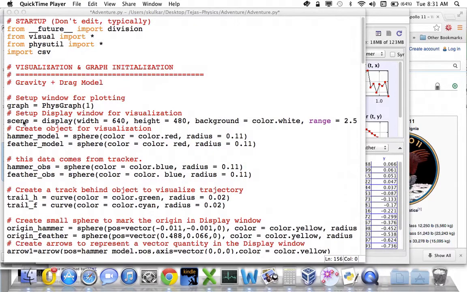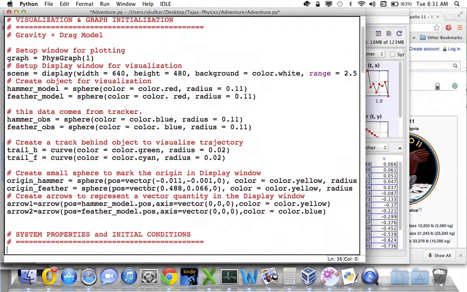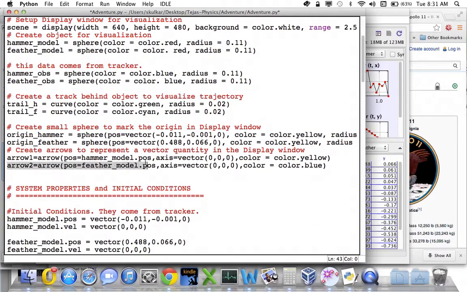In VIDLE, we are going to build a model. We are also going to read Tracker data and see how closely they match. The hammer's model and observed positions are red, and the feather's model and observed positions are blue. This data comes from Tracker. We made two arrows, one yellow and the other blue, and they both show acceleration. These are the initial conditions, and they come from Tracker.